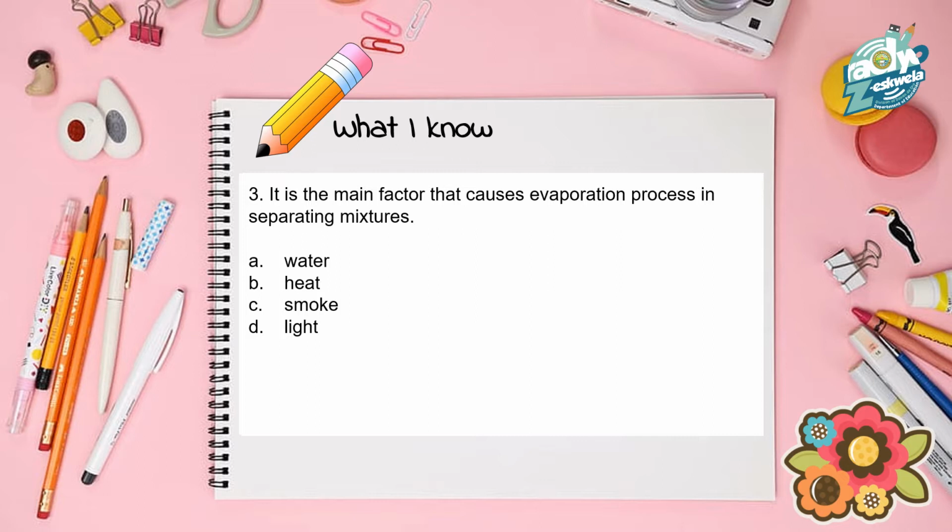Number 3. It is the main factor that causes evaporation process in separating mixture. A. Water. B. Heat. C. Smoke. D. Light. Again, it is the main factor that causes evaporation process in separating mixture. A. Water. B. Heat. C. Smoke. D. Light.